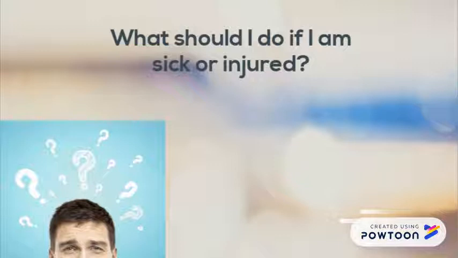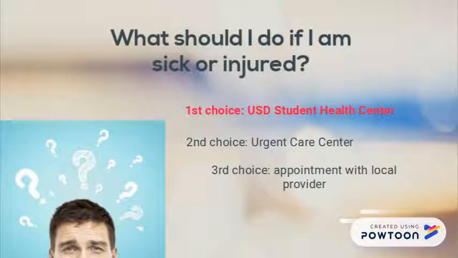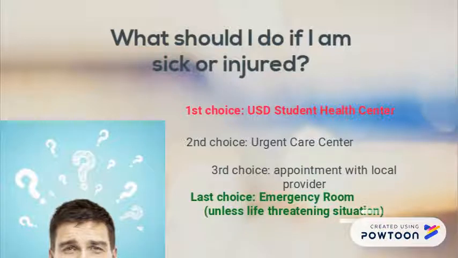Now, what should you do if you're sick or injured? The first choice should always be the USD Student Health Center, where you can see a doctor or nurse usually the same day. The second choice would be to go to an urgent care center. Third choice would be to set up an appointment with a local provider if the situation can wait. And finally, the ER is the last option.